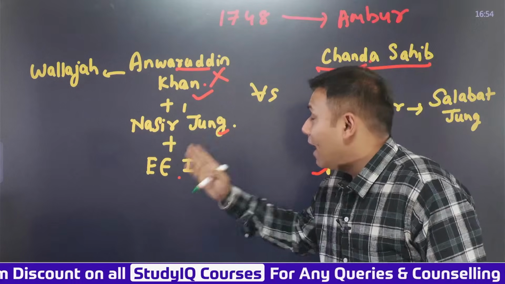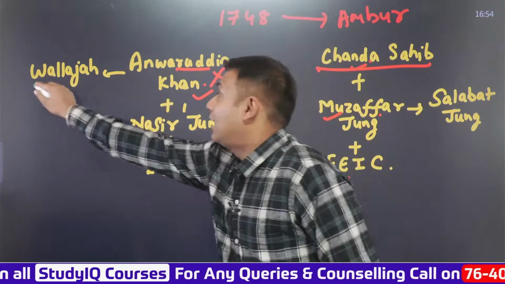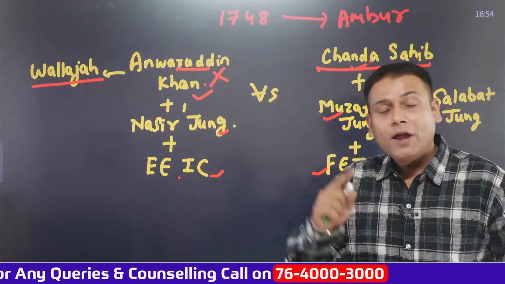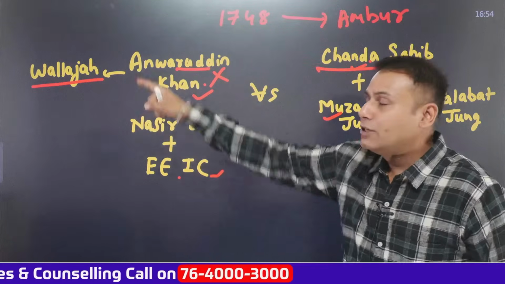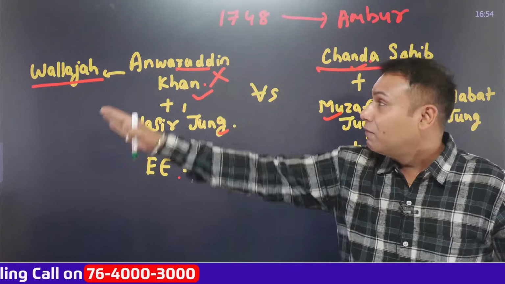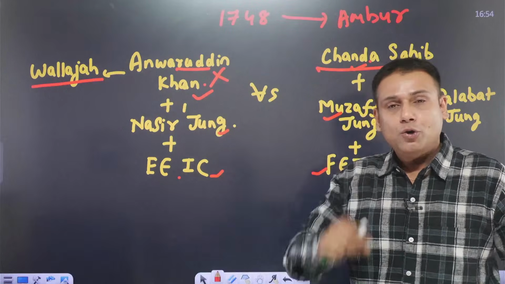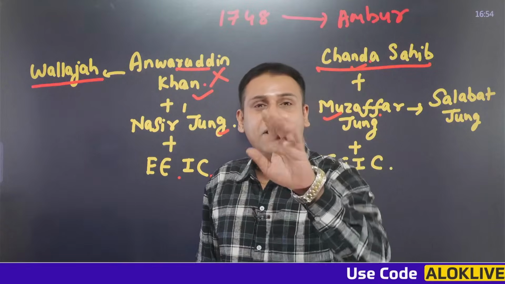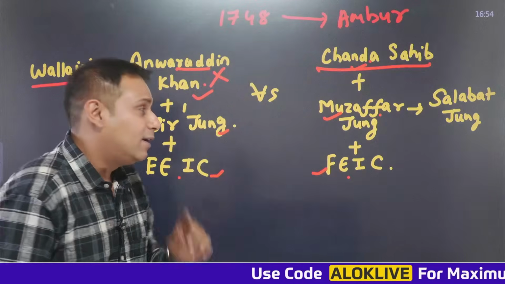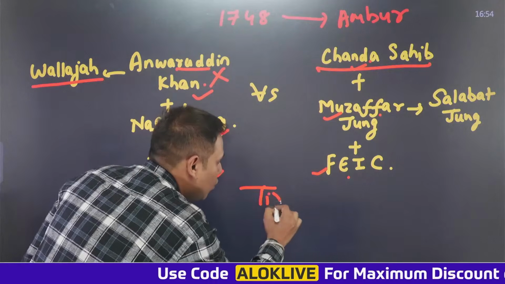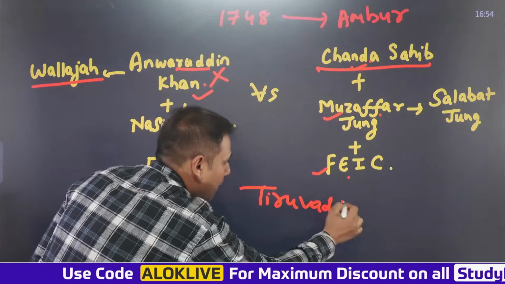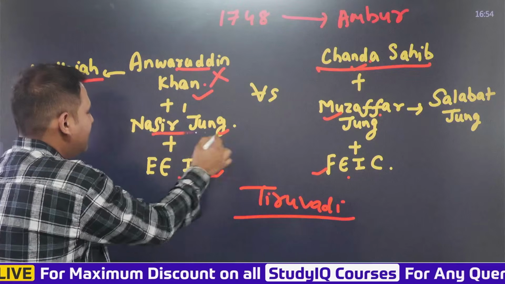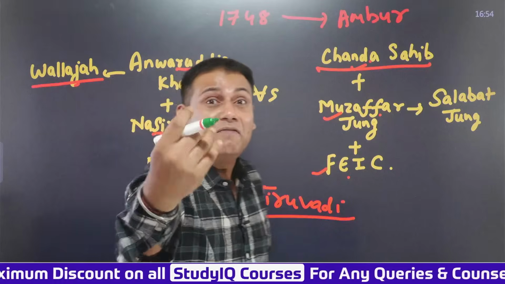Now Nasir Jung and English East India Company approached Wallaja. Who is Wallaja? He is son of Anwaruddin Khan. Now English East India Company and Nasir Jung told Wallaja, don't you want to take the revenge of your father's death? You should take the revenge of your father's death and we will help you out in that. In 1750, there were two battles fought at a place called Tiruvadi, which is located in Tamil Nadu. And in both these battles, Wallaja, Nasir Jung and English East India Company were defeated.